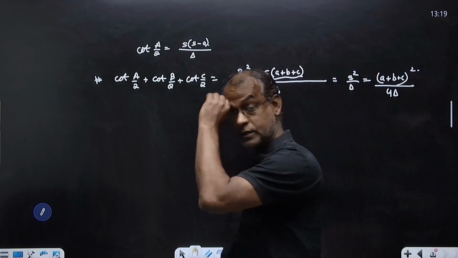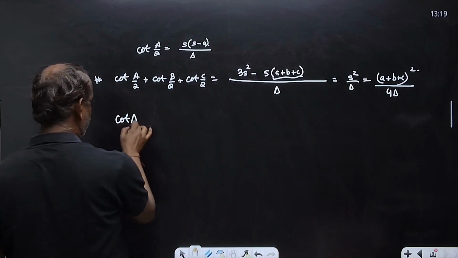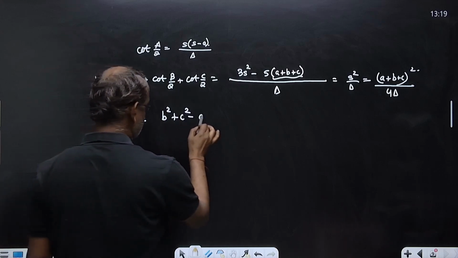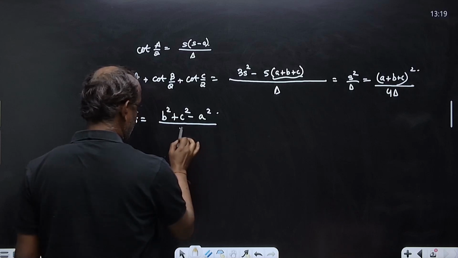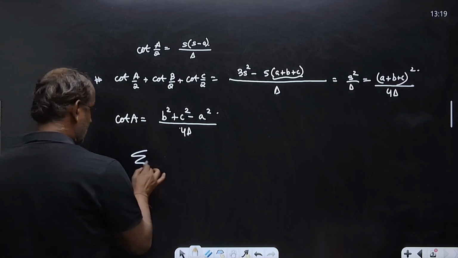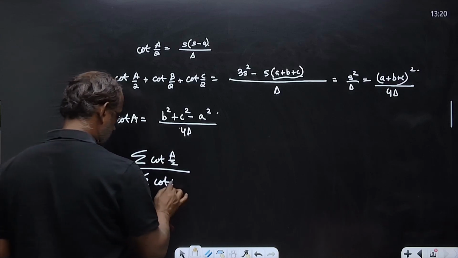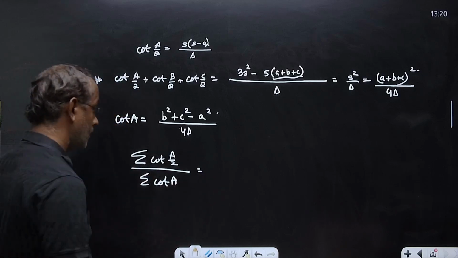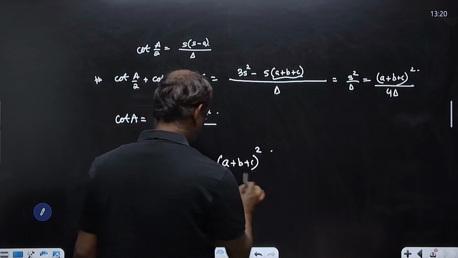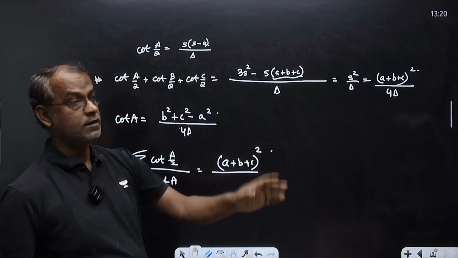If you remember our last class, we said cot A is cos A by sin A, cos A is over 2bc sin A, which was 4 delta. Some people ask you in a triangle what is sigma cot A by 2 upon sigma cot A. 4 delta is common and what you get is a plus b plus c whole square in the numerator, and in the denominator what are you going to get? Just write it thrice cyclically.